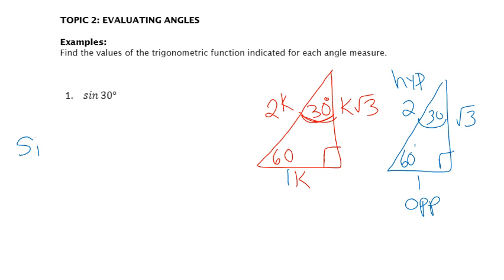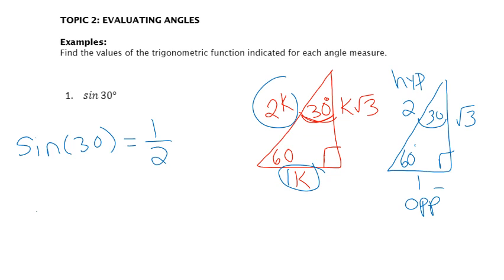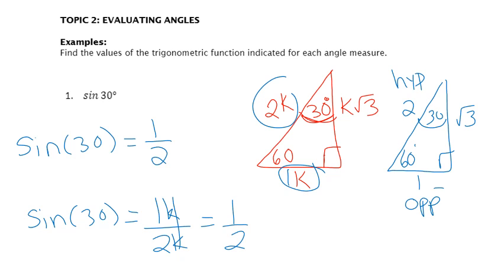So sine of 30 is going to be 1 over 2. And again, typically with these, we don't want to just put them in our calculator. We would like exact answers for these ones. If I had kept the k's just to show you, if I did sine of 30 and did it with the k's involved, you would have had 1k over 2k, which still would have been 1/2. So you would have gotten the same answer either way.